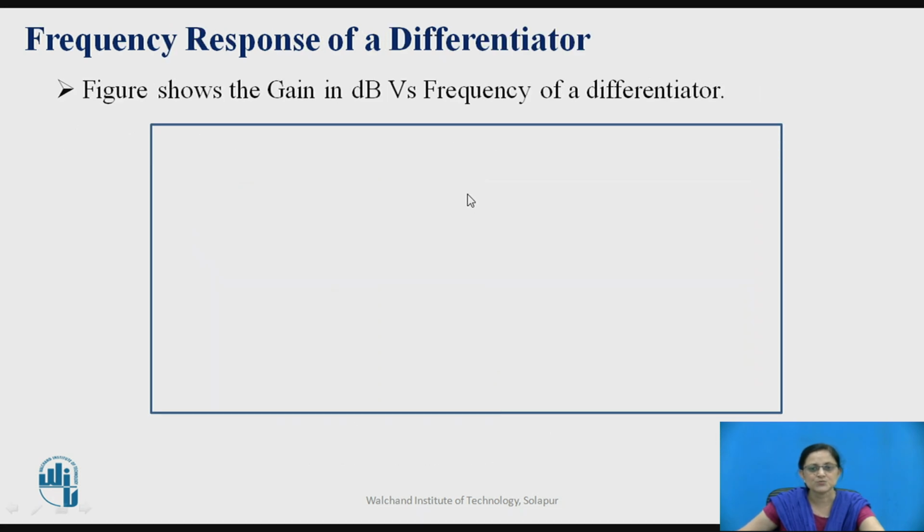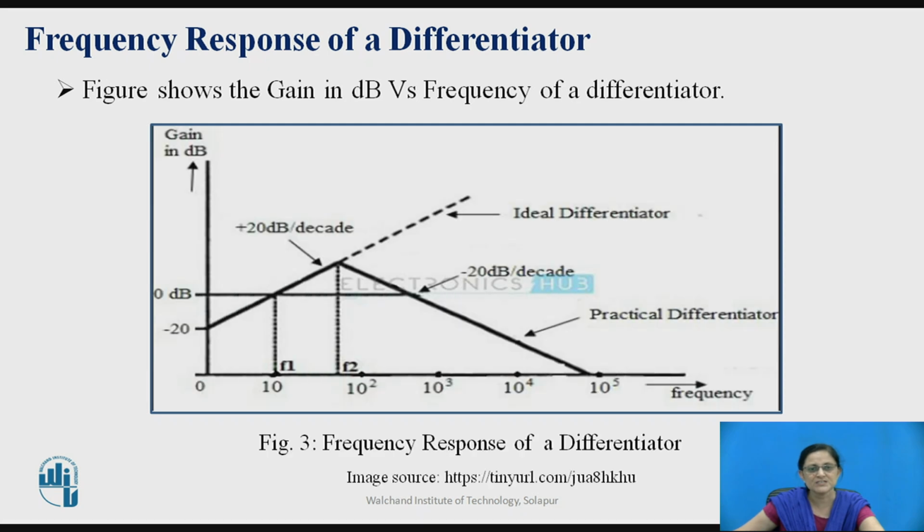Now what is the frequency response of a differentiator circuit? Let us move towards the frequency response. What is the frequency response? When there is a variation of the frequency, we get a variation in the gain of the Opamp circuit. So this frequency response shows the gain in decibels versus the frequency of the differentiator. Here, as you go on increasing the frequency, the gain also starts to increase. The gain increases along the dashed line shown for the ideal differentiator, at the rate of 20 dB per decade.